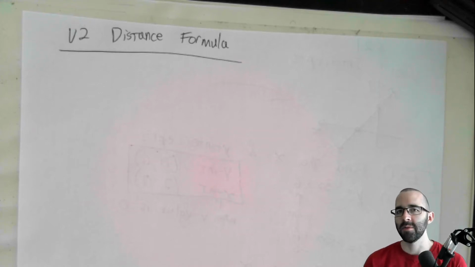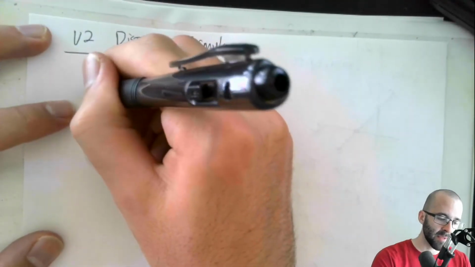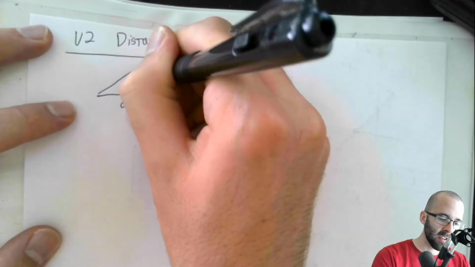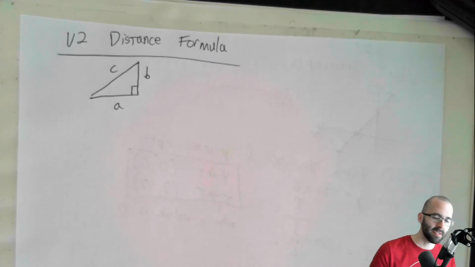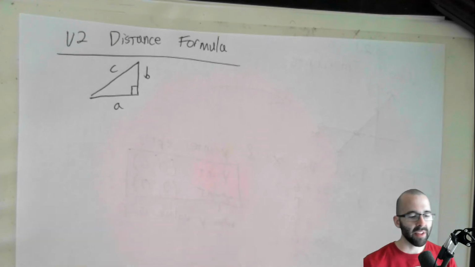All right, second video, distance formula, which you may or may not remember. Quick intro, what's going on with the distance formula? Let's forget about the distance formula really quick. If I have a right triangle like this, I think most people will remember something has to do with a guy called Pythagoras, the Pythagorean theorem, right?